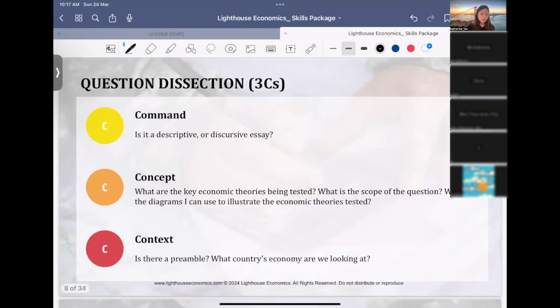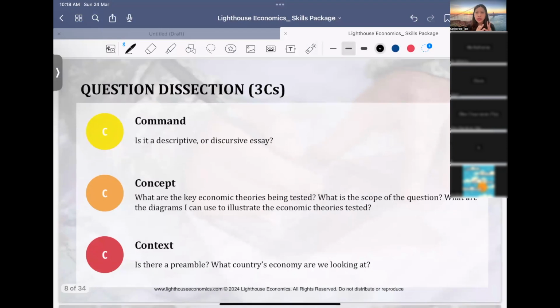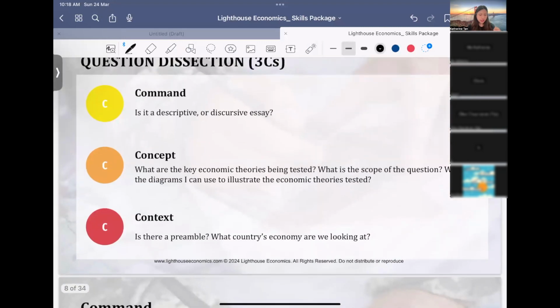Secondly, you need to identify the scope of the question, so you must look at the concept. What are all the concepts that you must cover based on the question? This is a very simple question, so you know it's just the problem of scarcity. So this is your command word, this is your concept. But in some questions, you have multiple concepts that you need to cover. The last one is context.